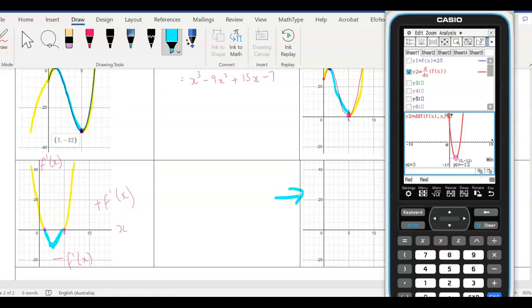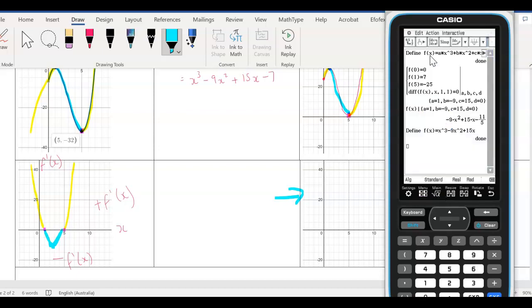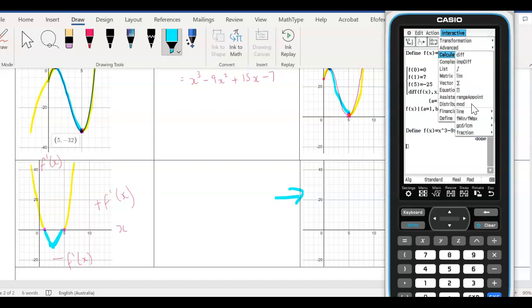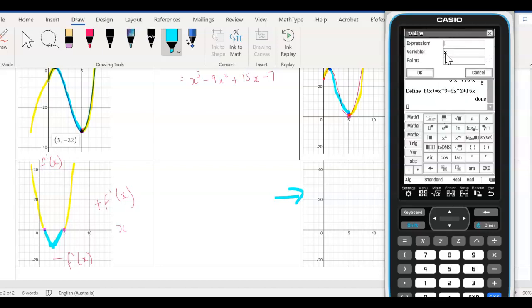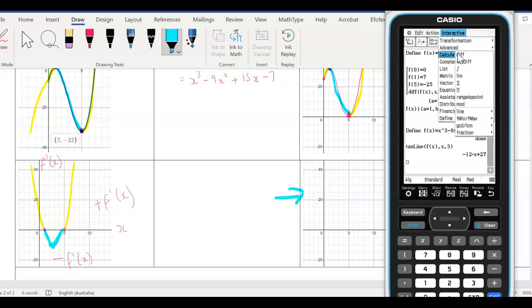Maybe just one last thing. If you wanted to do tangents or normals, and we've done this before in class, but I just wanted to quickly show you, you can do them on your calculator. So calculation line, you can do your tangent, or your normal. So again, you can just type in f of x, and at what point, I don't know, let's do 3. All right, and it'll come up with the equation of the tangent. You can do the same with the normal. Just be familiar with what your calculator can do.